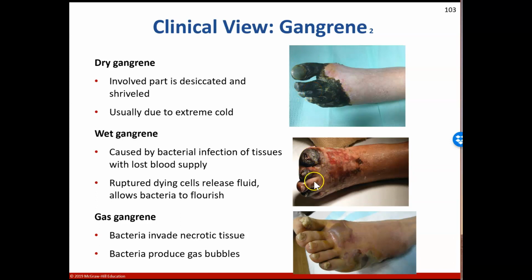Then we have wet gangrene, and this is caused by bacterial infections of our tissues with a loss of our blood supply. And we've got ruptured dying cells that are going to release fluid, and that fluid is why this is called the wet gangrene. And this allows bacteria to flourish even more. And then we have our gas gangrene, in which bacteria are invading necrotic tissue, and bacteria produce gas bubbles, in which we're seeing this almost blister type look.